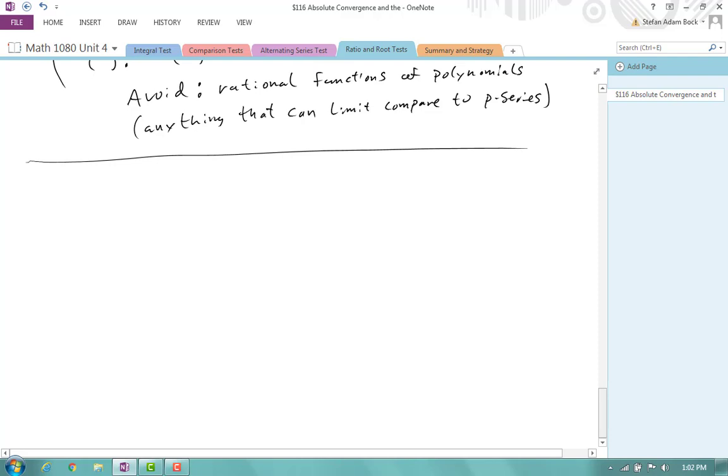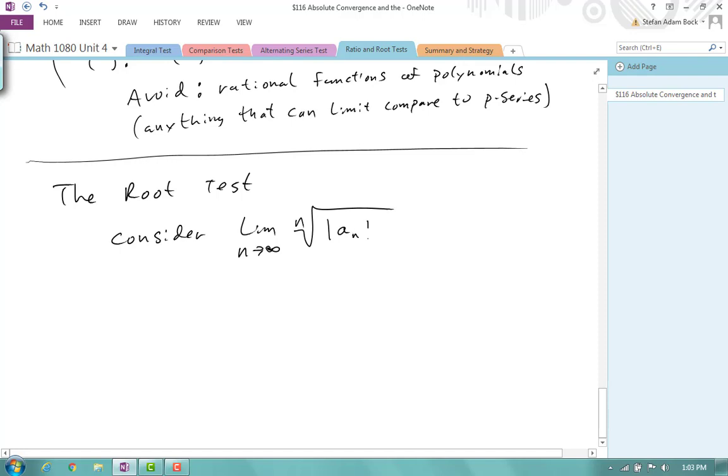Now the other test we have out of this section is the root test, which I kept saying by accident. And the root test is we consider the limit as n goes to infinity of the nth root of the absolute value of a sub n. And here we need the absolute value just so that the nth root is actually defined, because I don't want to take the root of a negative number, because I don't even know if infinity is even or odd. Maybe it's both. I'll call this equal to L again.